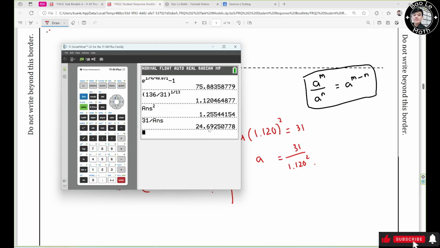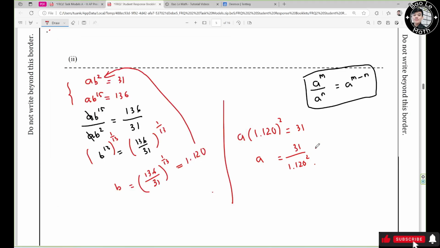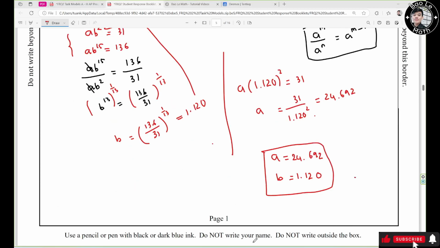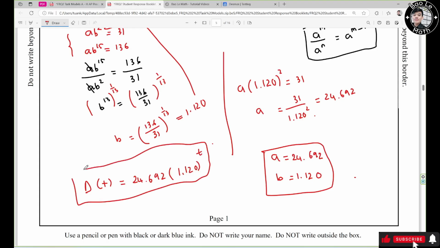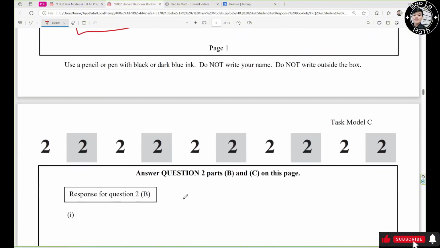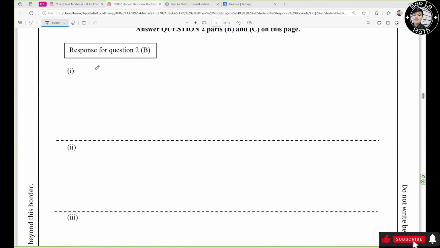It's going to be 24.692, right? And my equation should be D(t) equals 24.692 times 1.120 raised to the t. Alright, let's move on to question B.